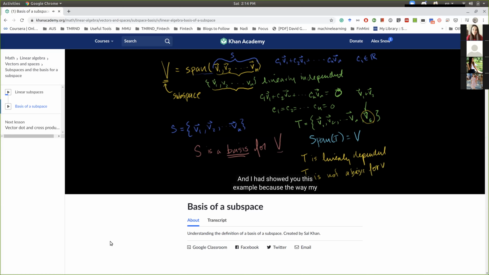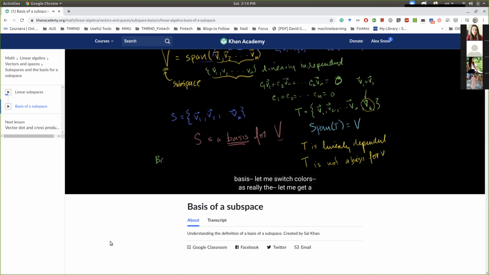And I showed you this example because the way my head thinks about basis is that the basis is really the minimum set of vectors that I need. I'll write this down. This isn't a formal definition, but I view a basis as really the minimum set of vectors, I'll put it in quotes because I haven't defined that, that spans the space that it's a basis of, spans the subspace.